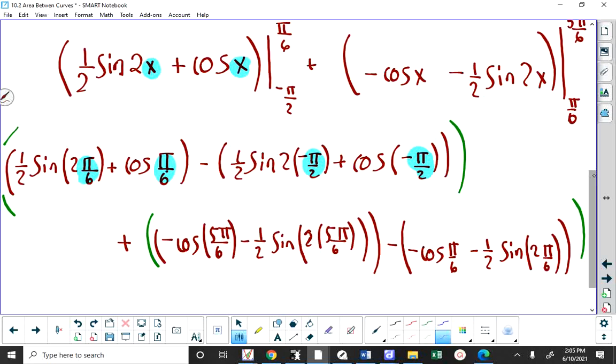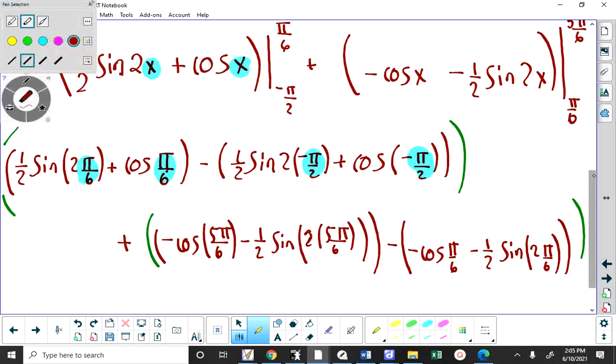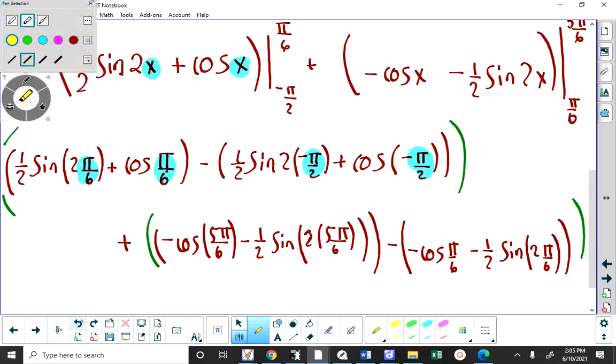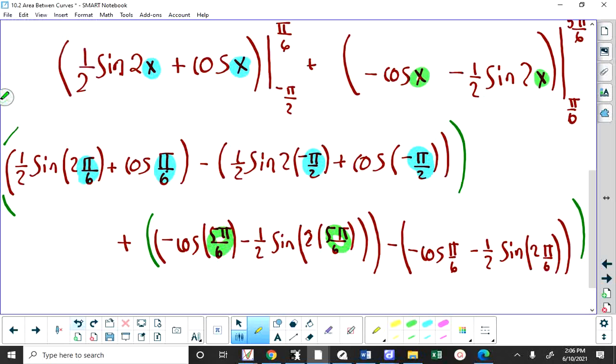And again, I'm going to take a minute and compose my thoughts and check. I've got negative cos of the argument, negative 1/2 sine of 2 times x. So I put in 5 pi over 6. Looks good. I put in pi over 6. Looks good. Now we have to figure out what this is and put them together.